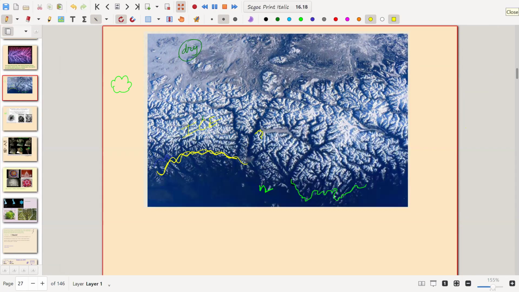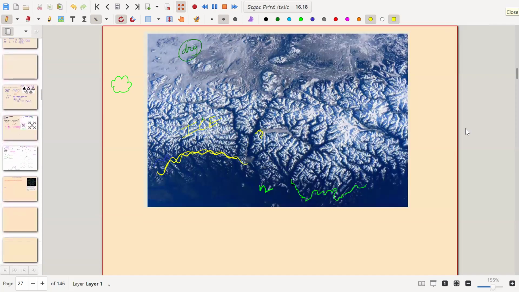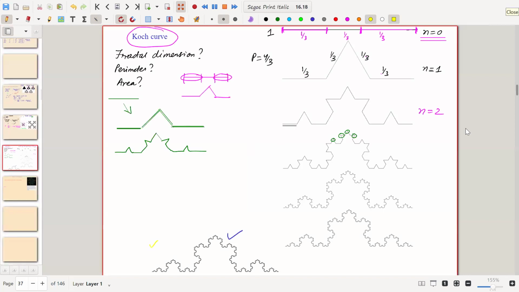How do scientists measure coastal lines? I mean, they take a Google Earth image, a satellite image, right? Now, how can you find the length or boundary of this coastline or this frozen line? Very interesting problem, right? Of course, you have to use fractal geometry to understand them. Anyway, this is an assignment: what is the fractal dimension of the Koch curve?